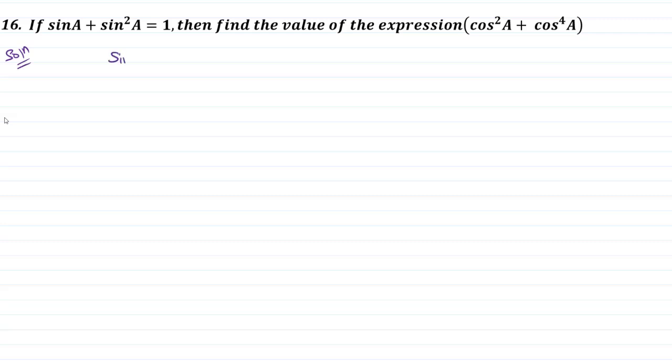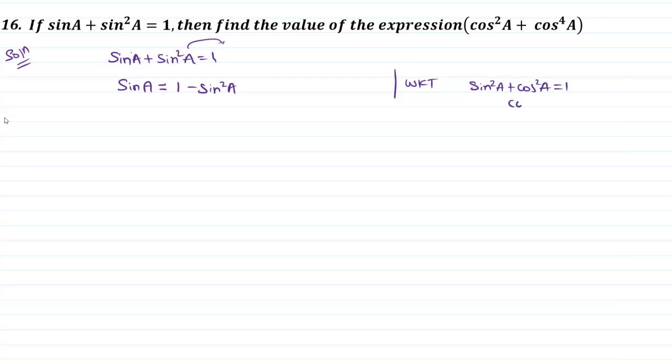Write down the given thing, that is sin A plus sin square A is equal to 1. Yes, sin A is equal to 1 minus sin square A. Transpose sin square A to the RHS part here. We know that sin square A plus cos square A is equal to 1. That means cos square A is equal to 1 minus sin square A.